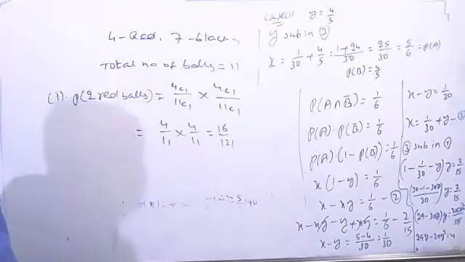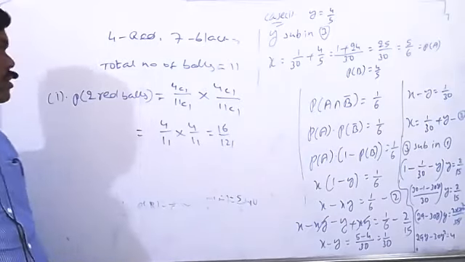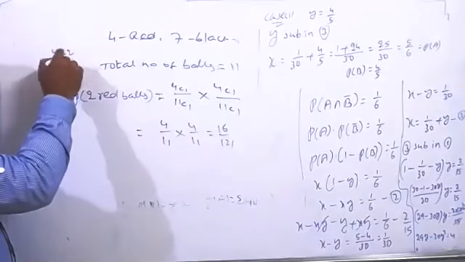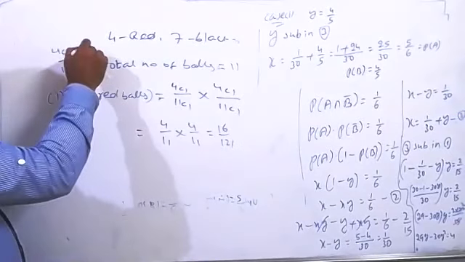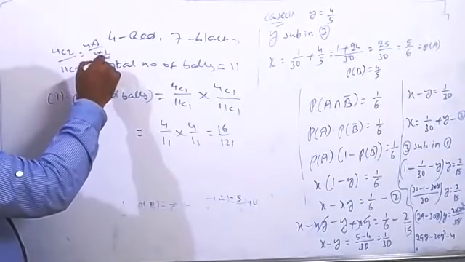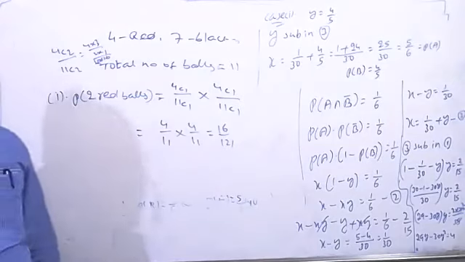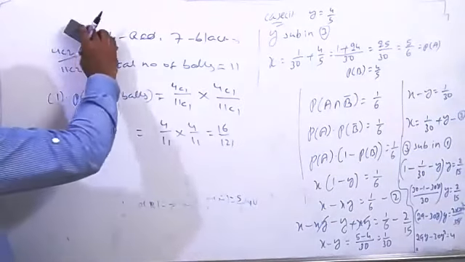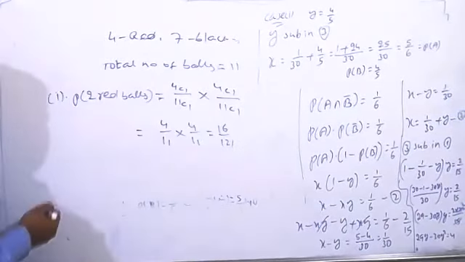But don't write directly 4 by 11 here. If you write 4 by 11, it will be the wrong answer. Also, suppose you take 2 red balls at a time, that means 4C2 by 11C2. No, it will be wrong. If you take it in this condition, what do you get, tell me now: 4 into 3 by 2 into 1, by 11 into 10 by 2 into 1. You will completely get a wrong answer. Understood now? So the 2 balls are not drawn at one time. It will be one after the other only.